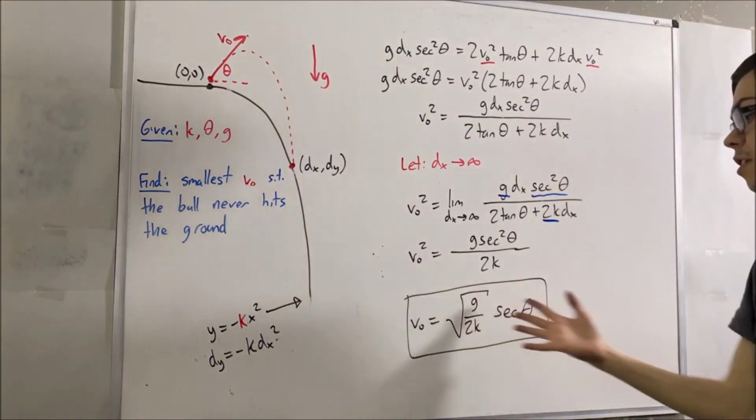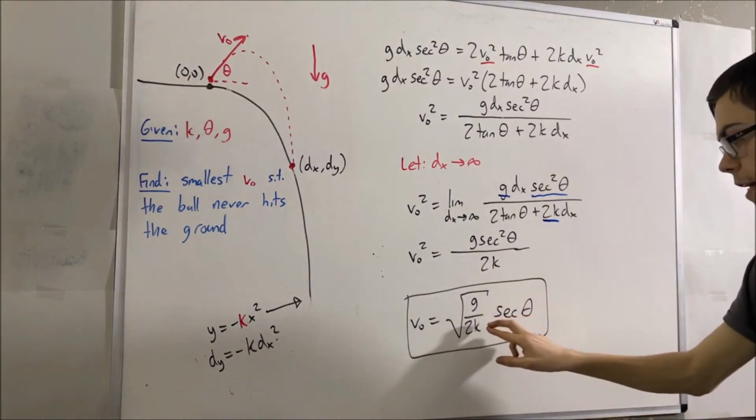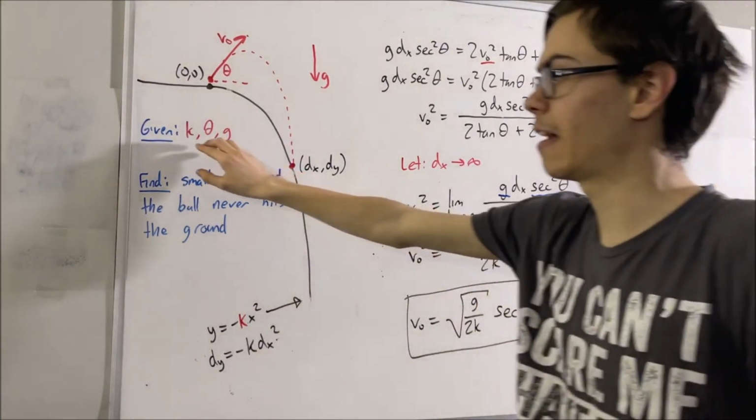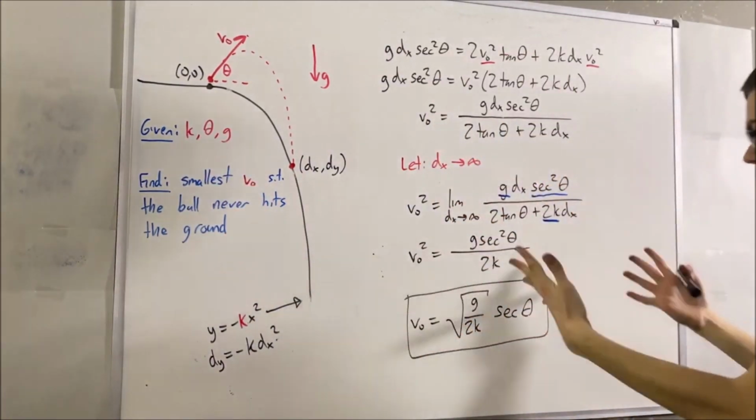And so this would be v0. And yes, notice it's in terms of k, theta, and g. It's exactly how we wanted it to be. And so this is basically it for this video.